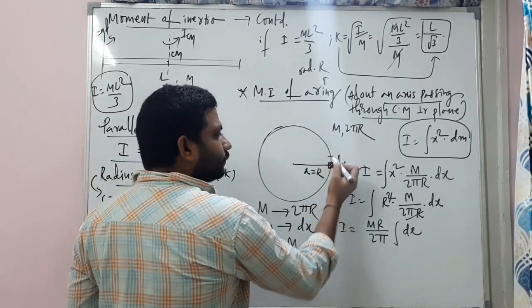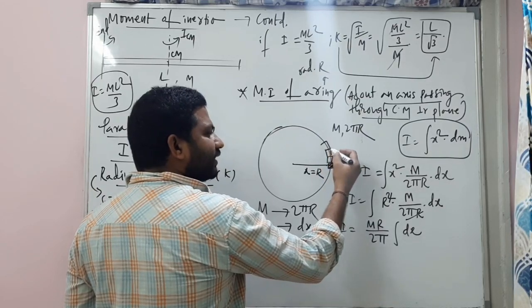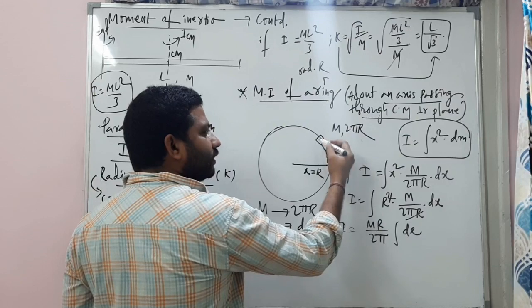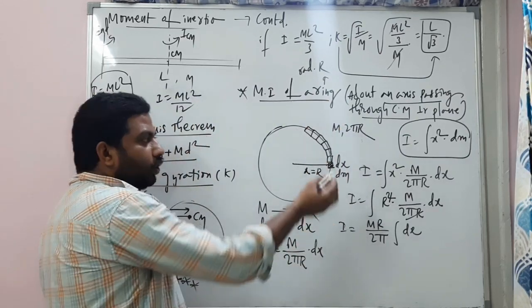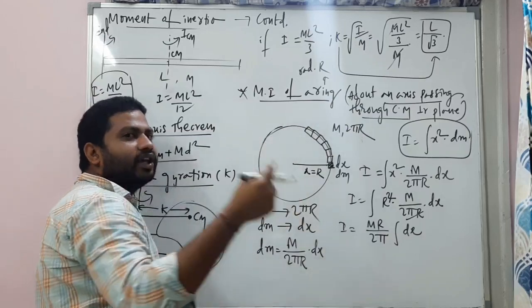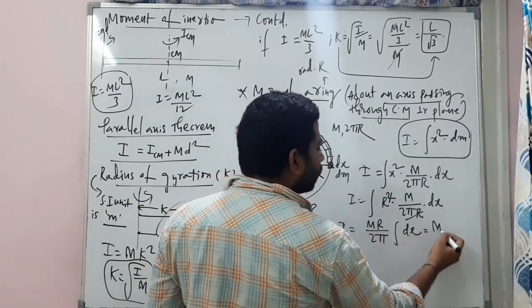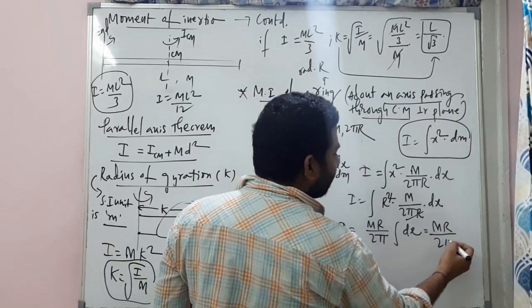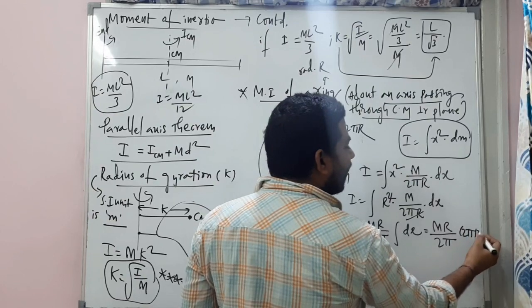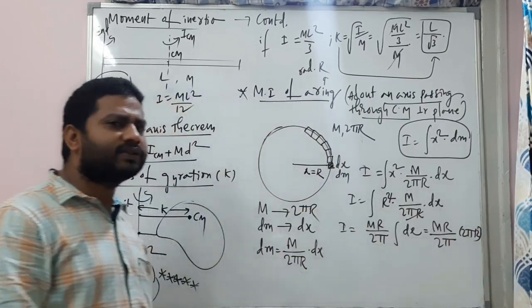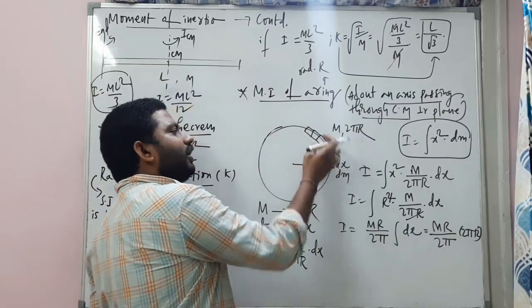ಇನ್ನೊಂದು dx ಅಂದ್ರೆ ಇದು. So integration of all these small length elements will give you the circumference. So mr by 2 pi integral dx ಅಂದ್ರೆ it's 2 pi r. Will you agree with this, my dear students? Integral dx means summation of all these small elements.